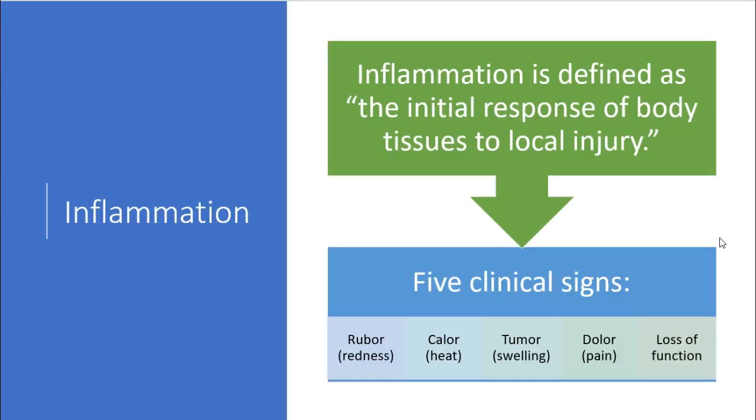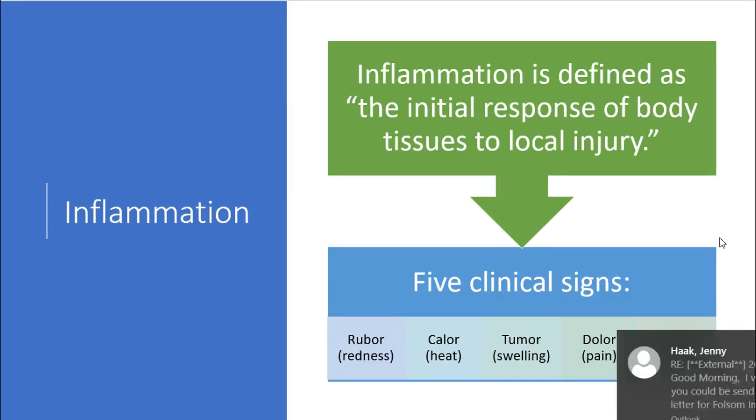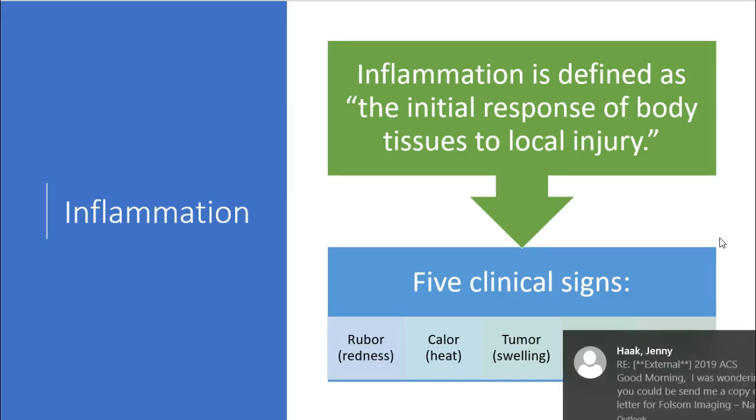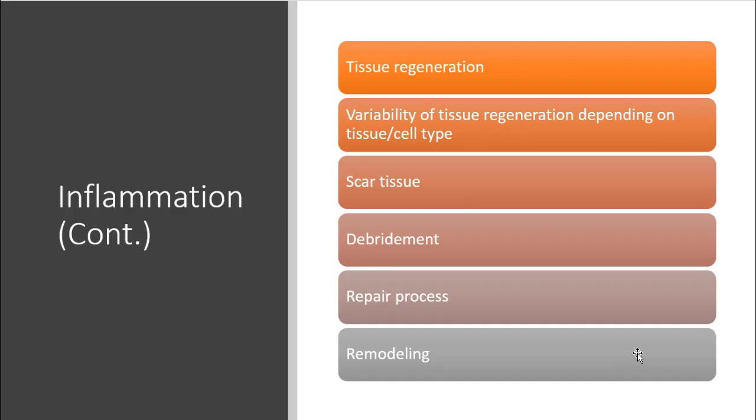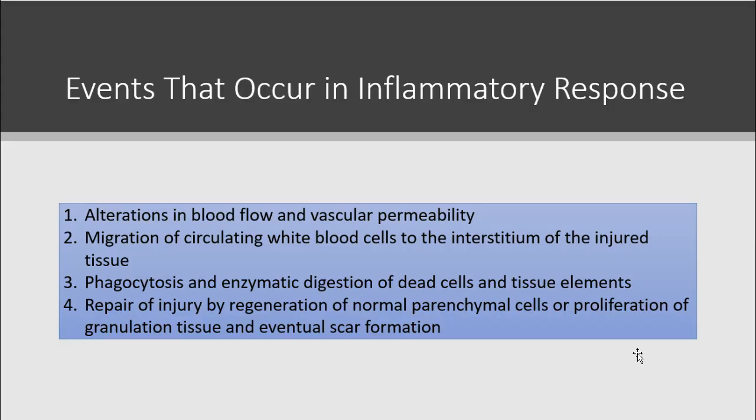Inflammation is defined as the initial response of the body's tissue to local injury. There are 5 signs. There's rubor, which is redness. You have heat, swelling, pain, and loss of function. You have tissue regeneration. You have variability of tissue regeneration depending on what kind of tissue and the cell type that is inflamed. You have scar tissue, debridement, repair process, remodeling.